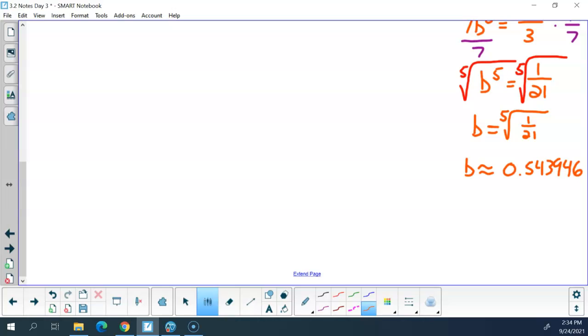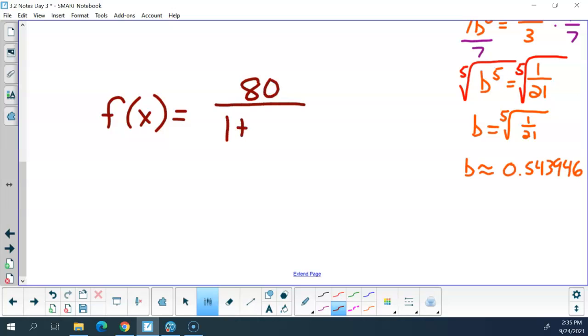Later on, when we put this logistic function in, we can get its graph, and then I can say f of 15, and I can know exactly what it is at 15 without having to do any math. Yeah, documents, much better. All right, so f of x is going to equal 80 over 1 plus 7 times 0.5439 to the x power.